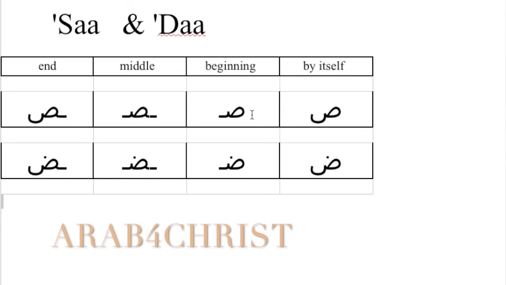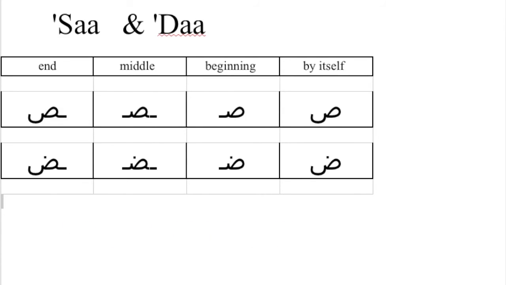Now this is how the sa is written, as we see. This is in the beginning, meaning the beginning of the word. This is where it is in the middle, and the middle means between two letters, not necessarily exactly in the middle. At the end, it is the last letter. Just to refresh your memory, we said before that when a letter is at the end, the letter goes back to the original shape. What does that mean?